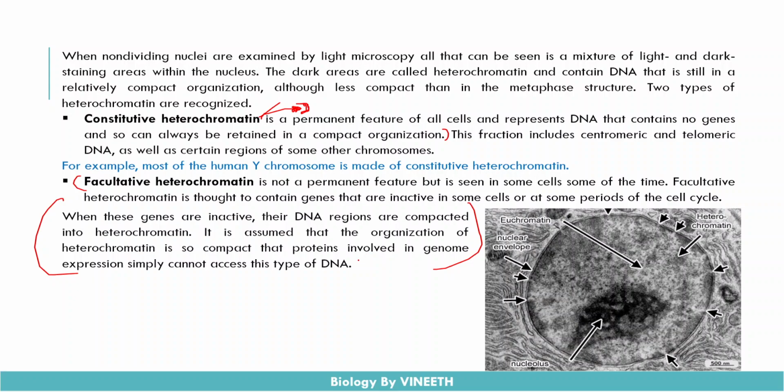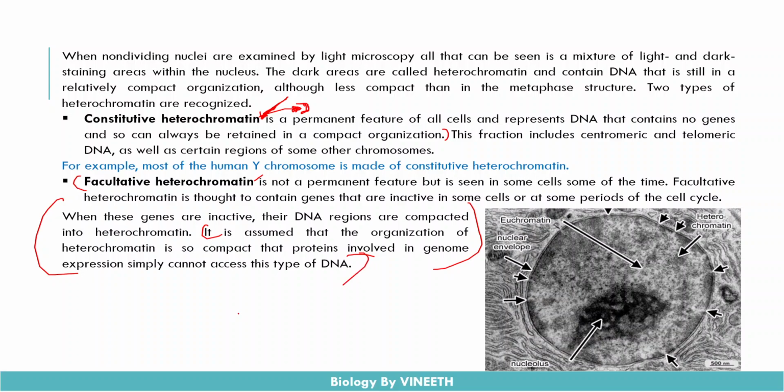If it converts into the active form, that is the euchromatin state, that is called facultative chromatin. If it stays in the repressed form, or in the heterochromatin state, throughout life, in that case we will call this chromatin constitutive heterochromatin. So when these genes are inactive, their DNA regions are compacted into heterochromatin. It is assumed that the organization of heterochromatin is so compact that proteins involved in genome expression simply cannot access this type of DNA molecule.